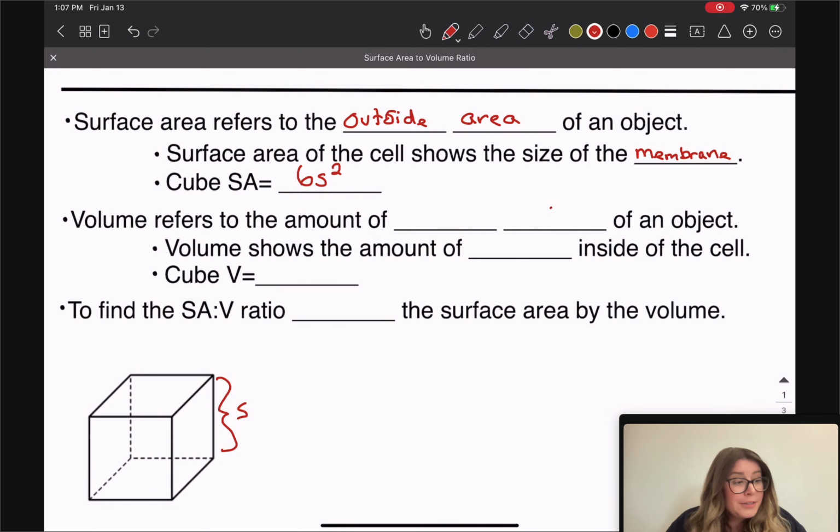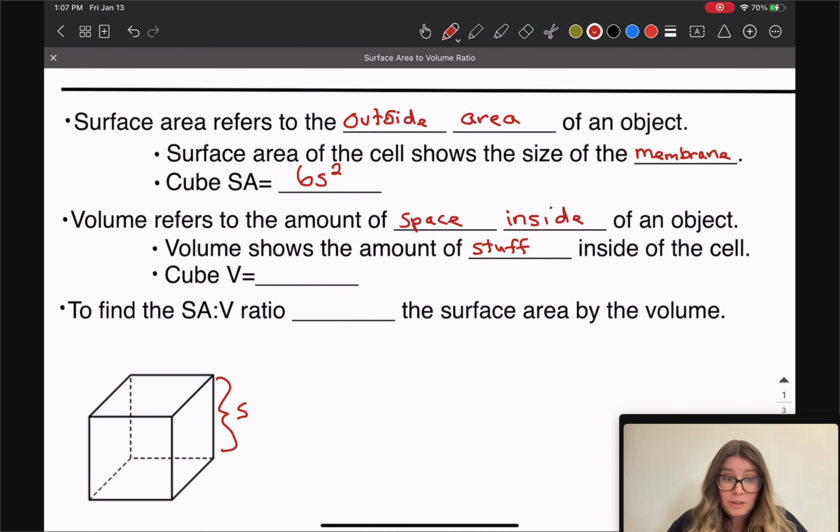Volume refers to the amount of space inside of an object. So referring to the cell, what is the space inside of the cell? That's where we find our cytoplasm. That's where we find all of our organelles. So volume shows the amount of stuff, that cytoplasm and organelles, inside of the cell.